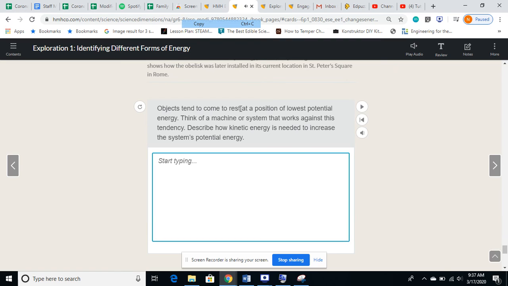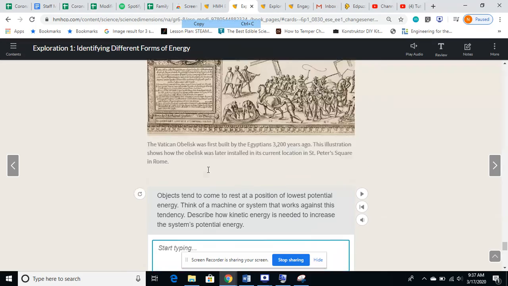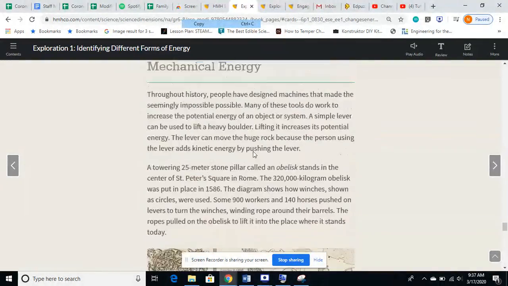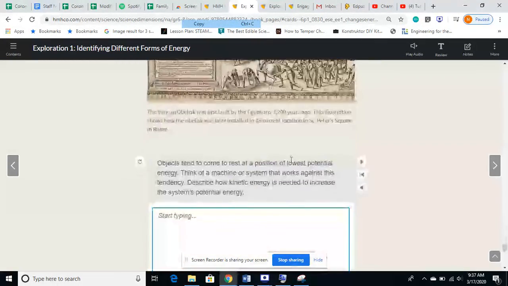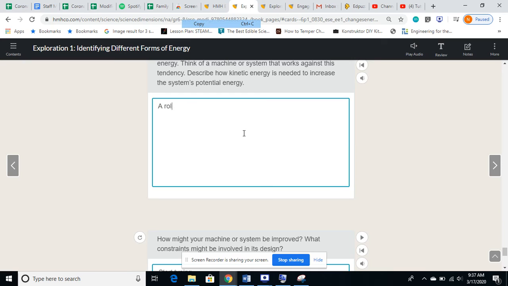So objects tend to come to a rest at a position of lowest potential energy. Think of a machine or system that works against this tendency. Describe how kinetic energy is needed to increase the system's potential energy. So this is like an old blueprint about mechanical energy. And one that comes to mind for me is a roller coaster.